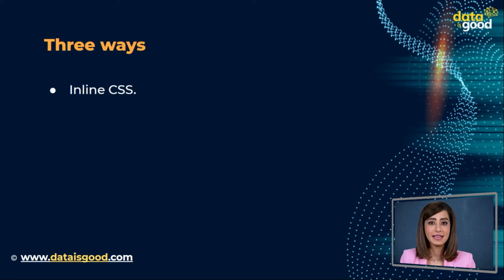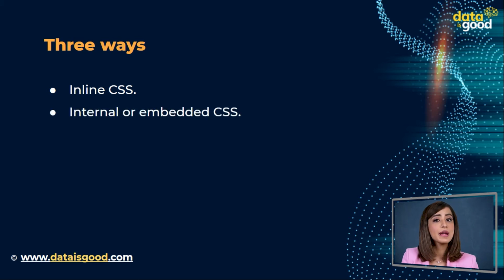Inline CSS. Define CSS properties using style attributes in the HTML elements. Second is internal or embedded CSS, which defines CSS using style tag in head section. Third is External CSS. It defines all CSS properties in a separate .css file and then includes the file with HTML file using link tag in head section. Now let's learn these ways one by one.